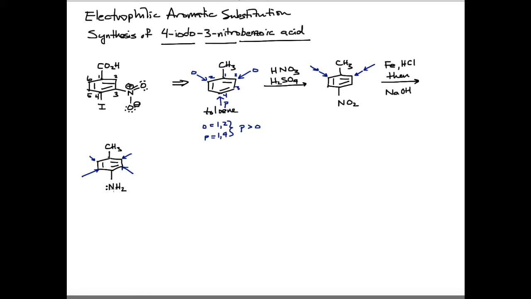director through resonance. So the alkyl group is through induction, through the sigma bond. The nitrogen is actually donating through resonance, through the pi system. So it is going to win in terms of where the next substituent goes. So at this point, we can go ahead and do another nitration reaction.